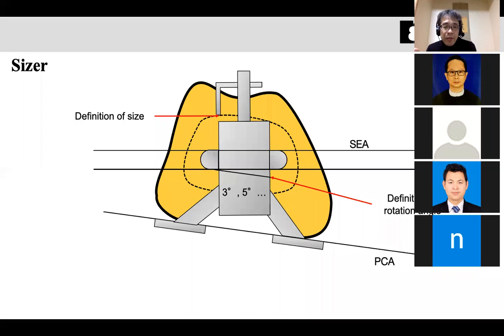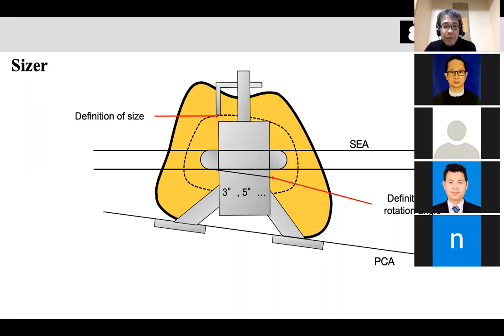The sizer makes the rotation of 3 degrees or 5 degrees. In some sizers, we can adjust freely: 0 degrees, 1 degree, 3 degrees. Anyway, this sizer decides the rotation angle. At the same time, the size is the distance from the posterior condyle to the anterior cortex.